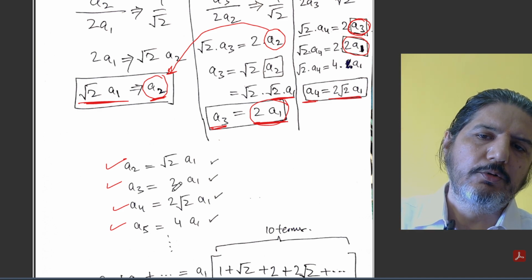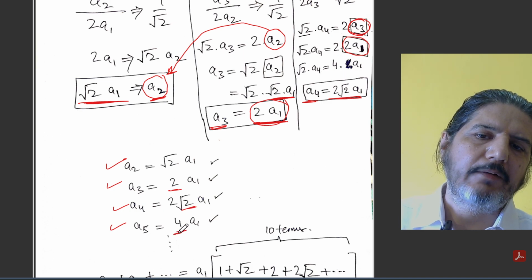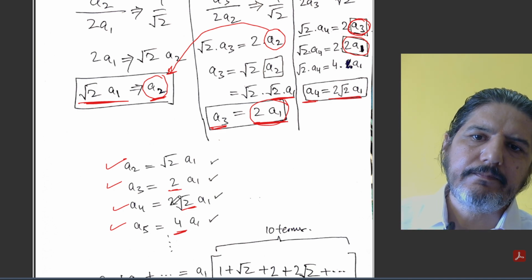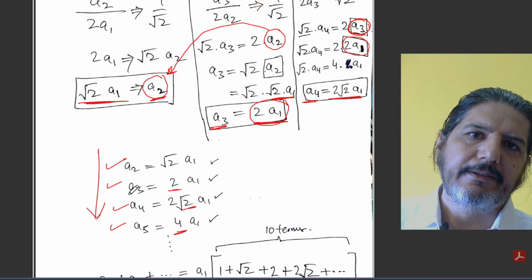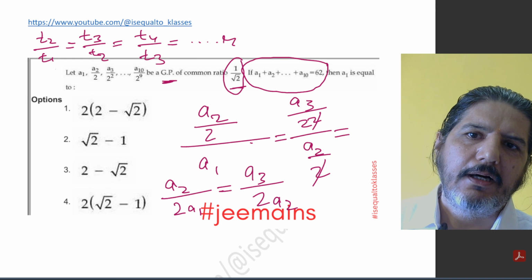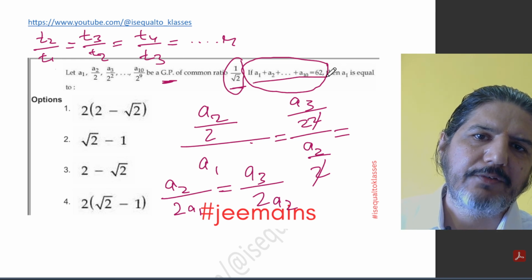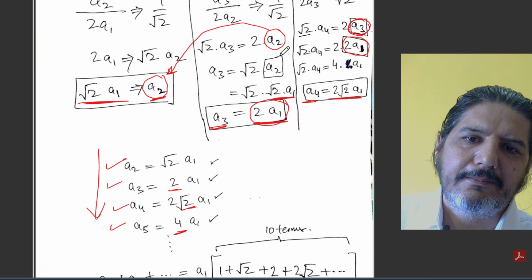So root 2 into root 2 is 2, into root 2 is 2 root 2, into root 2 would be equal to 4, and so on. So this is the pattern which is developing. Now why are we doing this? We are doing this because we have to find this sum.